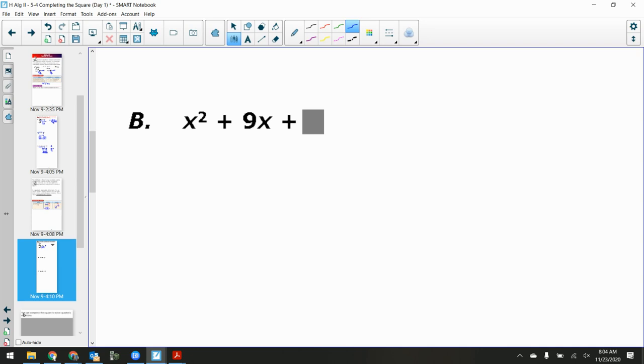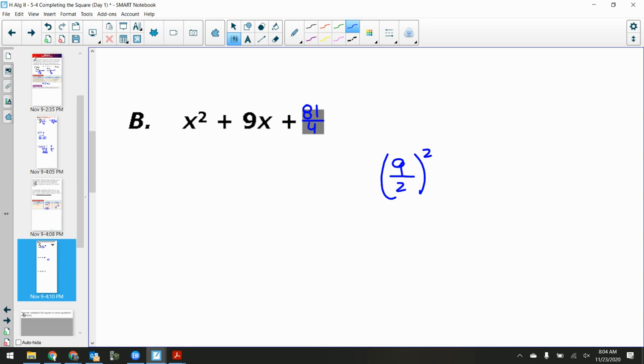Take a look at this one. Now, this is a little tricky because b is odd. What would happen if I tried to take 9 over 2? I get 4.5, right? So let's keep it as fraction form. Okay, so what fills in my blank? Well, 9 over 2 squared. Let's not take it out of fraction form. 9 over 2 squared is 81 fourths.